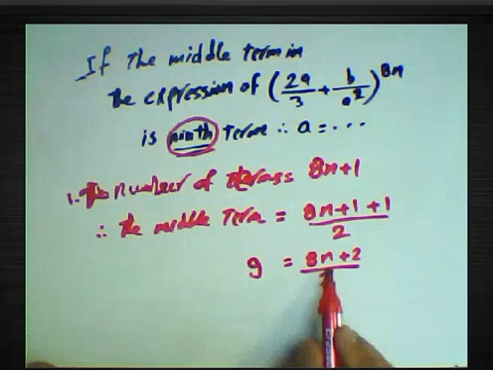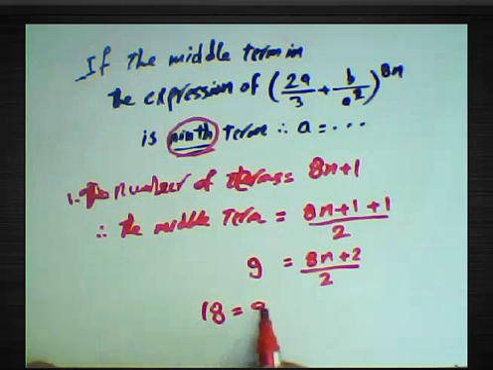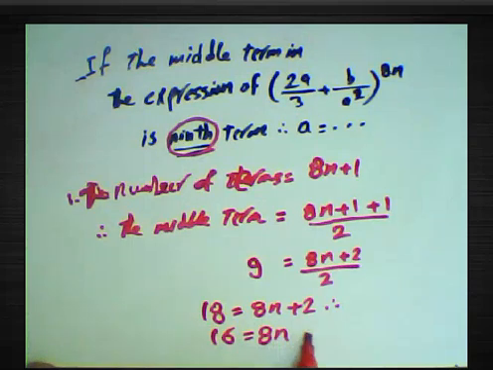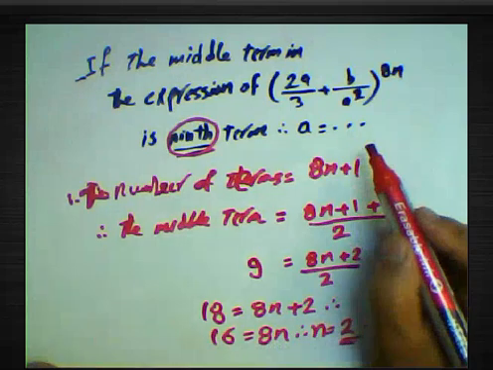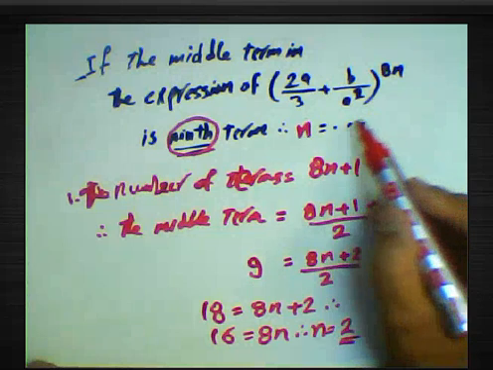We can find n by multiplication. I find here 2 times 9 equals 18, equal to 8n plus 2, and then moving 2 to the left hand side, 16 will be equal to 8n, then n will be equal to 2.